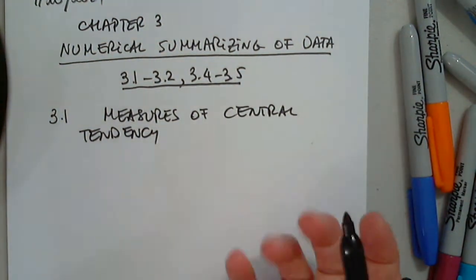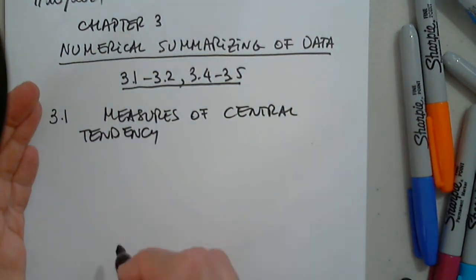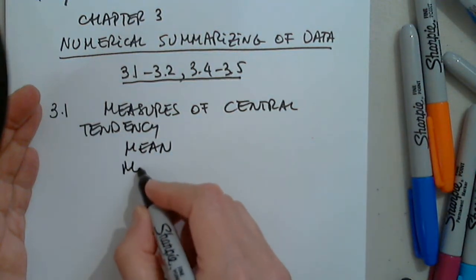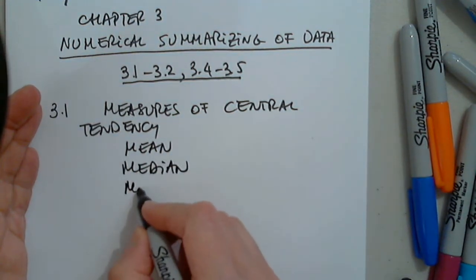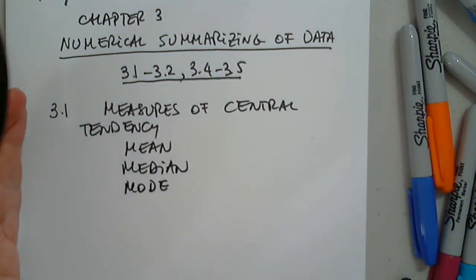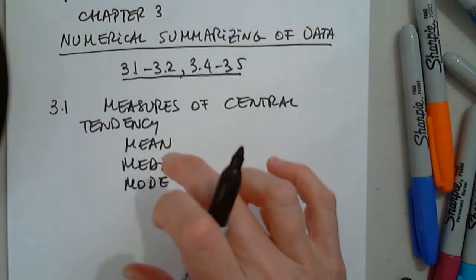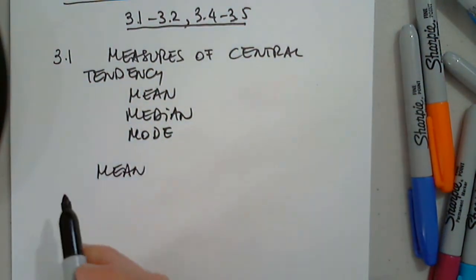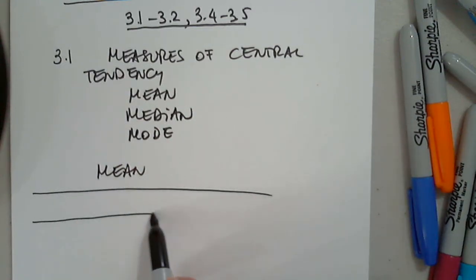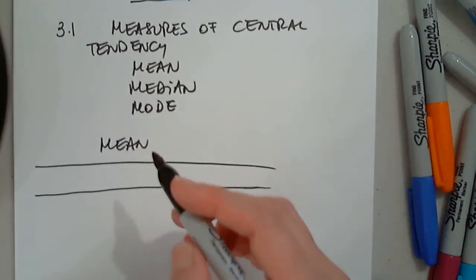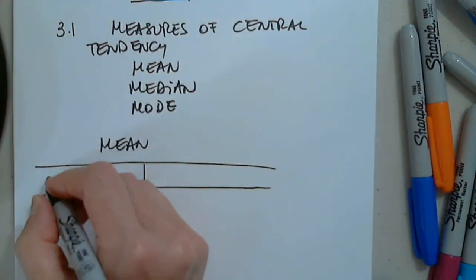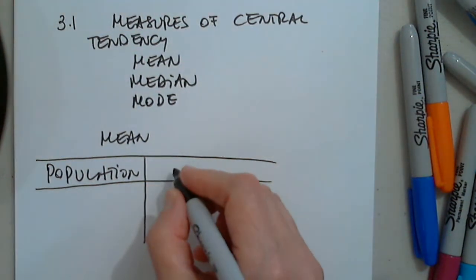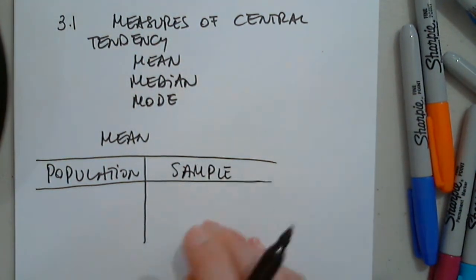So what are they? First of all, let's list them, and then we'll talk about each and every one of them. Mean, median, and mode. Let's talk about the mean first. And also, we want to refresh our memory on the notation for a population. They're different. And notation for a sample.